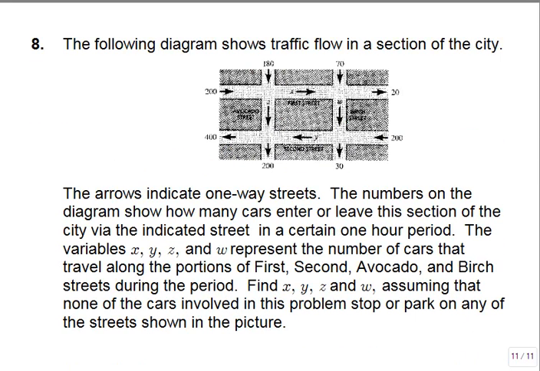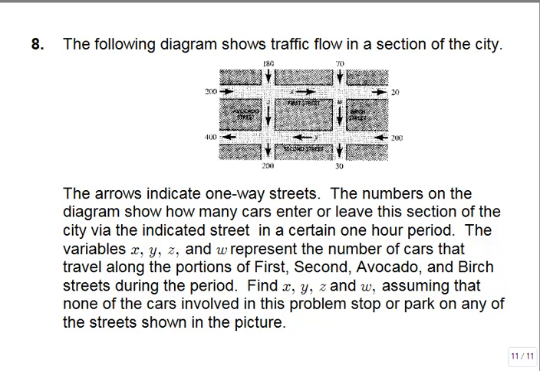Okay, last example. Here is a very common type of problem that you see with these matrices, and you can probably infer the implications here for real life situations. This is talking about traffic flow in a section of the city. So here's a little map that indicates one-way streets. We've got First Street going to the right, and then we've got Second Street going to the left. This is Avocado, and then this is Birch.